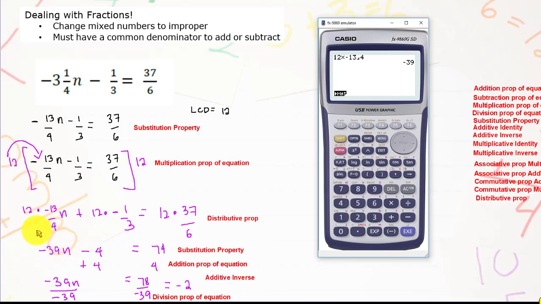We can also solve this one in a different way, which is to divide 12 by 4, which is 3. Then 3 times negative 13 is equal to negative 39. This 12 times negative 1/3, let's just check our answer. 12 times negative 1/3 is actually equal to negative 4. And 12 times 37 over 6 is equal to 74.